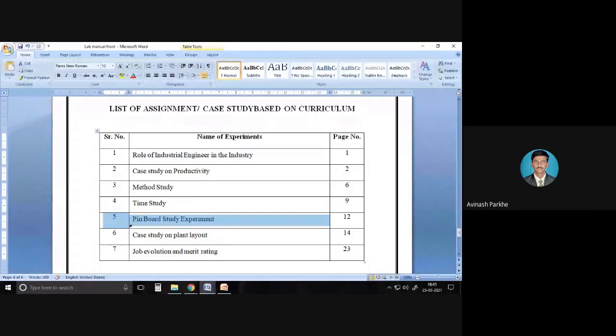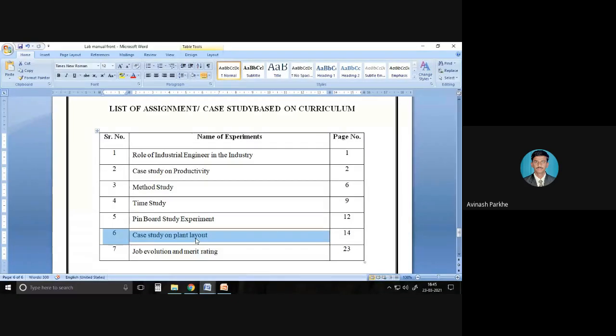Then experiment number 6, that is a case study on the plant layout. So this is related to your chapter number 5. Currently we are discussing chapter number 4 in our class. Chapter number 5 is related to facility location and plant layout. So here experiment number 6 is also based on the case study on the plant layout.